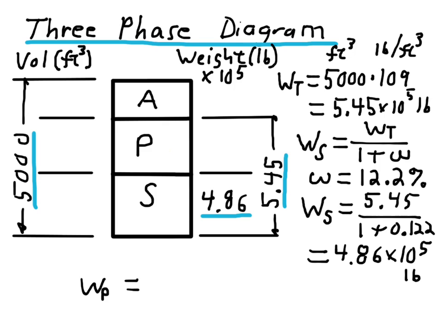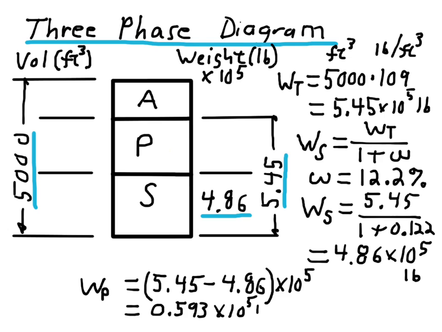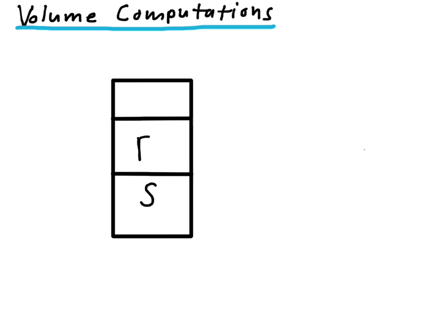And now I could compute the weight of the petroleum, which is just the difference between the total weight and the weight of the solids. And if I do that little subtraction, I'll find out that there's 0.593 pounds of petroleum times 10 to the 5th, so I'll put that in my phase diagram. And now I've completed the entire weight side of the phase diagram, and I just need to complete the volume side. And I'll start on a new page to complete the volume side.